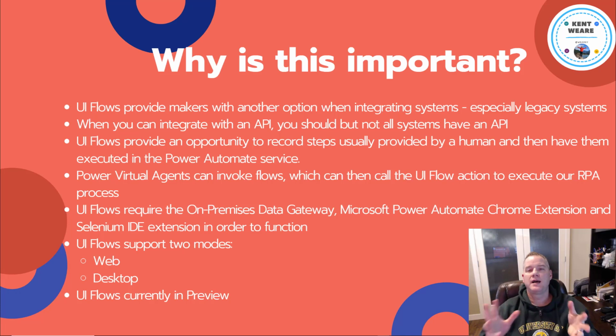So let's talk a little bit about why this content is important. Now, number one, UI flows provide makers with another option when it comes to integrating with other systems, especially legacy systems. Naturally, Microsoft Flow, Power Automate, its roots involve these connectors, which are great. There's over 290 different connectors that allow us to connect to different systems. When you have the choice, you should absolutely be using those connectors. Those connectors are based upon APIs and OpenAPI/Swagger, so you have a tight contract, and that is the most robust way to connect and to communicate with those systems.